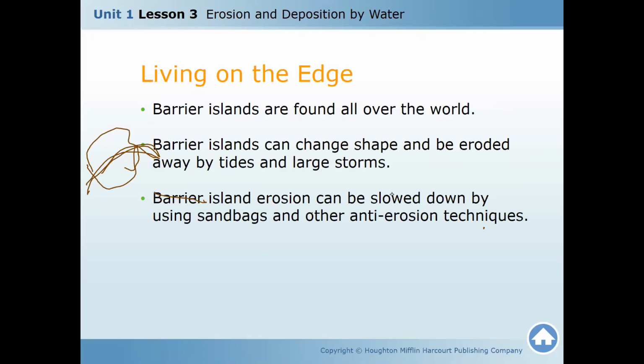Barrier islands are found all over the world. They can change shape and can be eroded away by tides and large storms. Barrier island erosion can be slowed down by using sandbags and other anti-erosion techniques. Even the big islands, girls, use them, because we never know what will happen and when this whole island can sink in water. So that's why they have their own anti-erosion techniques.